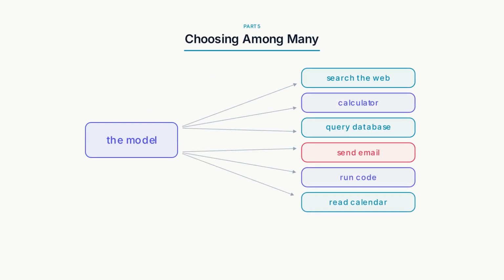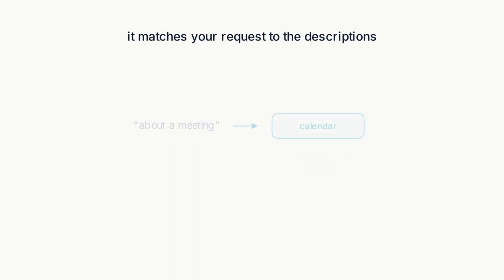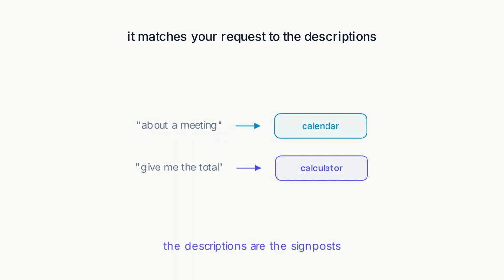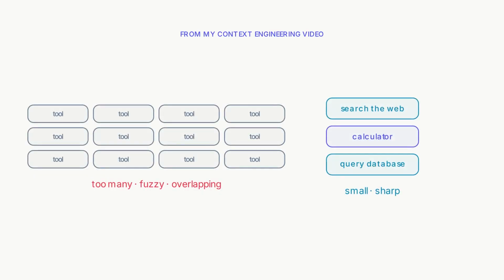A serious assistant doesn't have one tool, it has a whole toolbox. Search, calendar, email, database, calculator, and more. And on every think step, it has to pick the right one or none at all. How does it choose? Mostly from those descriptions. The model matches what you're asking for against what each tool says it does and reaches for the best fit. Ask about a meeting, it leans toward the calendar tool. Ask for a total, it reaches for the calculator. The descriptions are the signposts. But there's a catch, and it comes straight from my video on context engineering.